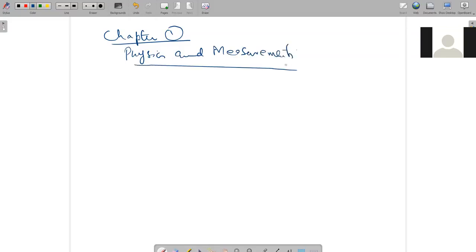The most important thing in this chapter is the measurements. In measurements, you know that we have discussed length, mass and time. These three things are important for us in this syllabus. Length, you can measure with the units of meter, centimeter, like this.